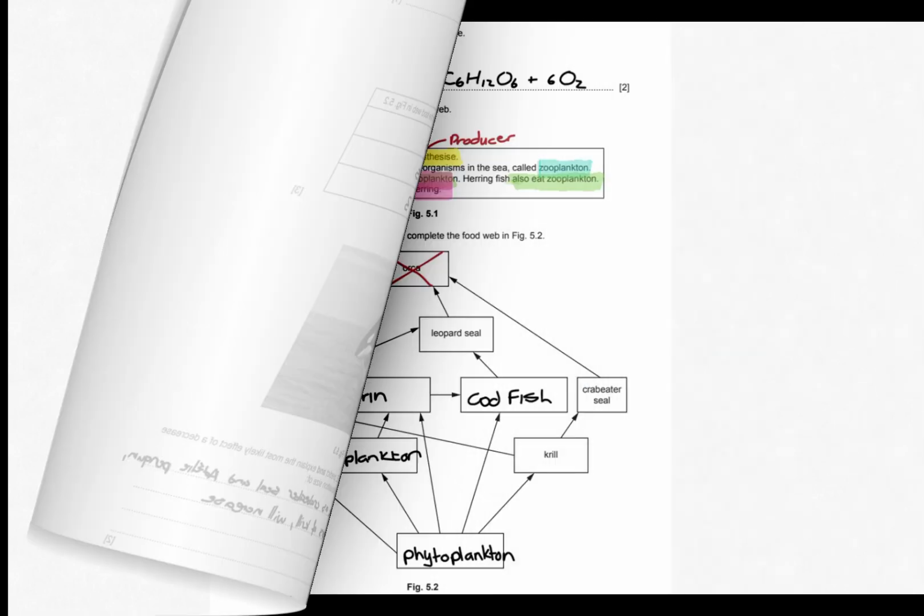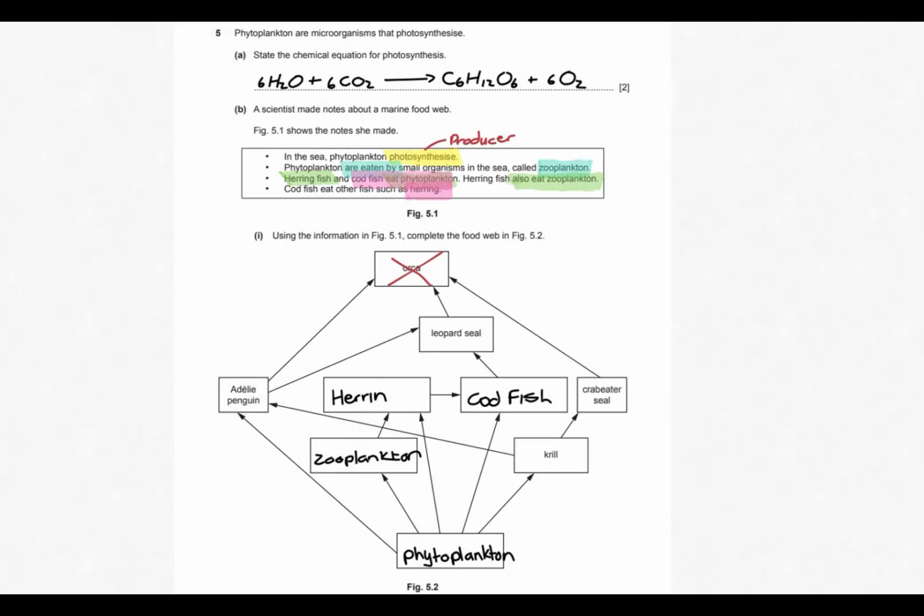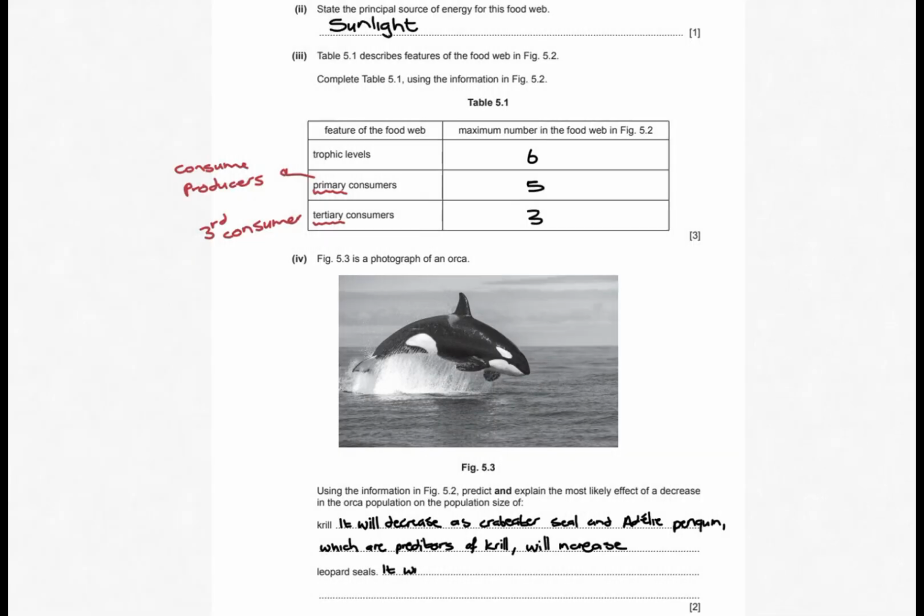Now let's have a look at the impact on leopard seals. So leopard seals are right there below orcas. As orcas are eating leopard seals, if they are gone, the leopard seal population will increase. So we can say that the population of leopard seals will increase as there will be less predation from orcas.